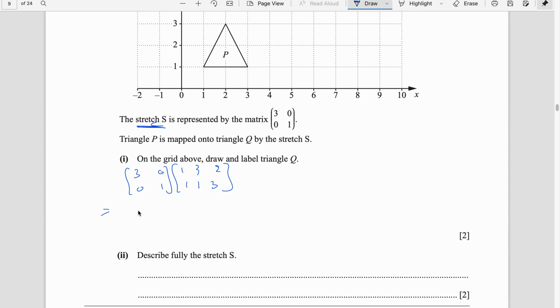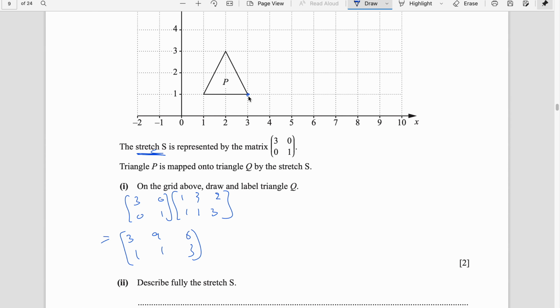Now multiply these two. 3 times 1 is 3, 0 times 1 is 0, 3 times 3 is 9 and 6. Now the first one is 0, second is the same as it is, 1. So you have 3 1, then it is 9 1. Third one is x3 y3. So this is the stretch.